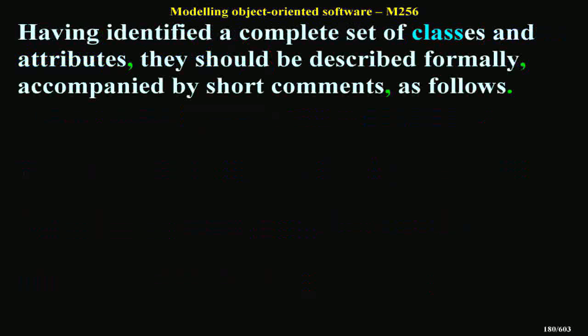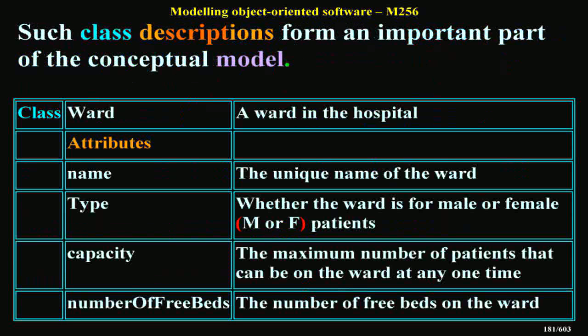Having identified a complete set of classes and attributes, they should be described formally, accompanied by short comments, as follows. Such class descriptions form an important part of the conceptual model. Class ward, a ward in the hospital. Attributes. Name, the unique name of the ward. Type, whether the ward is for male or female (M or F) patients. Capacity, the maximum number of patients that can be on the ward at any one time. Number of free beds, the number of free beds on the ward.